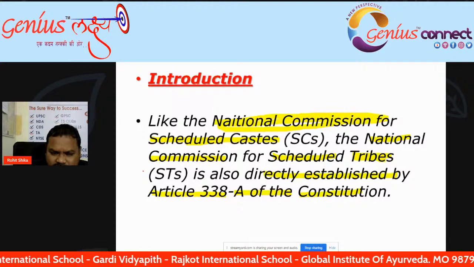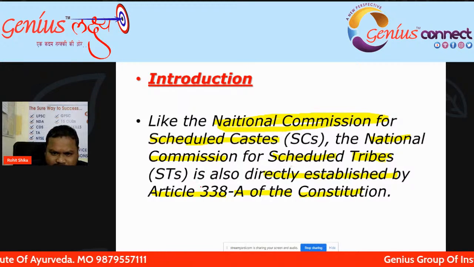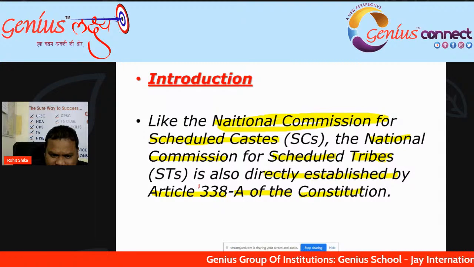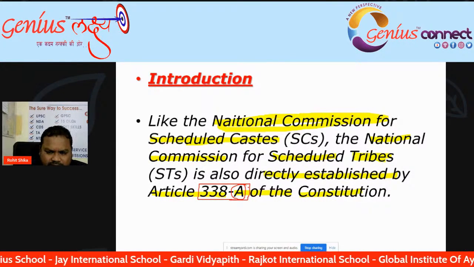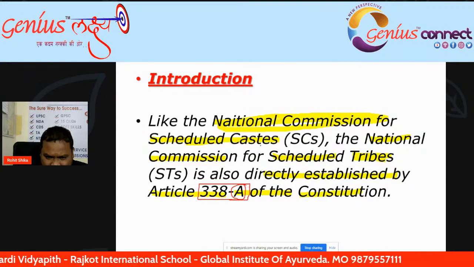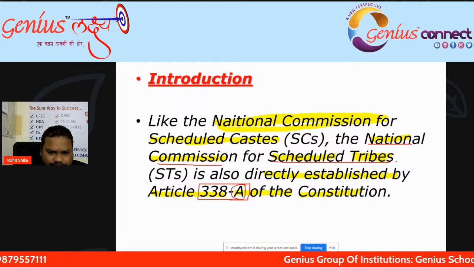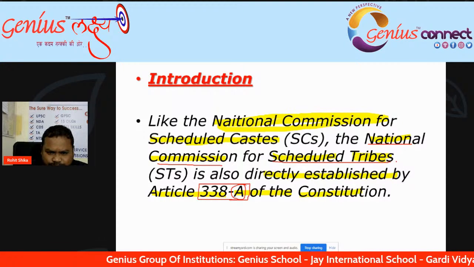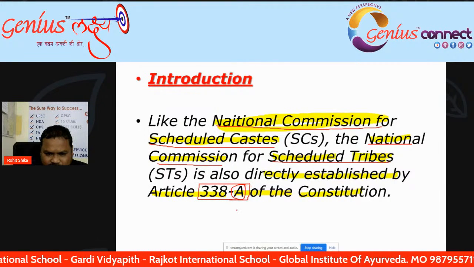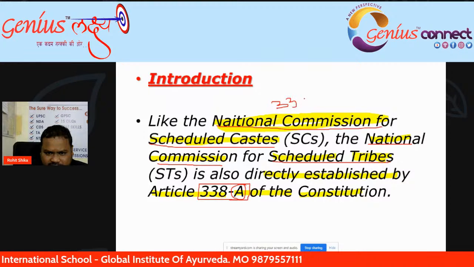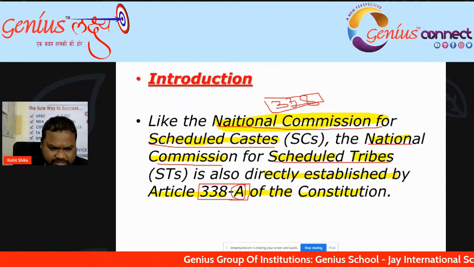So here, the important points to be noted are two. Number one, Article 338A of the Constitution speaks on the National Commission for the Scheduled Tribes. Point number two, also there is a National Commission for Scheduled Caste, that is according to Article 338. So these are two commissions.